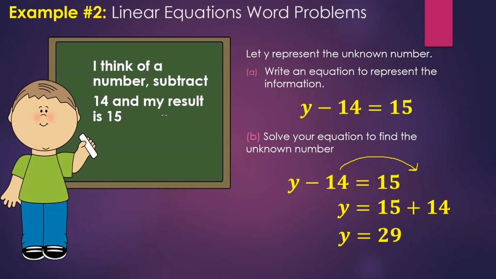So how did we get 29? First, we had to write an equation to represent the information, which is y take away 14 equals 15. Then we have to solve the equation to find the unknown number. We change the subtraction into addition, which is y equals 15 plus 14, and 15 plus 14 is y equals 29. Thank you. All right, please write this down. Again, please write this down.